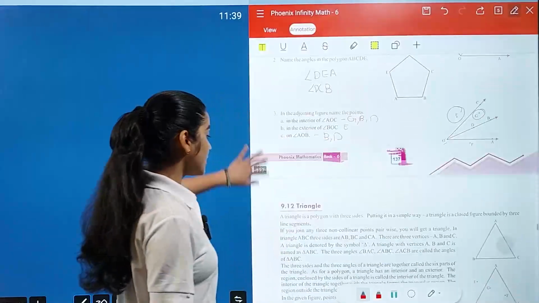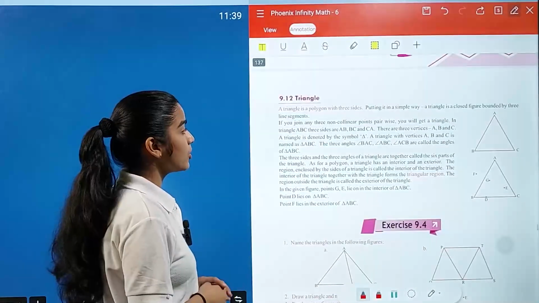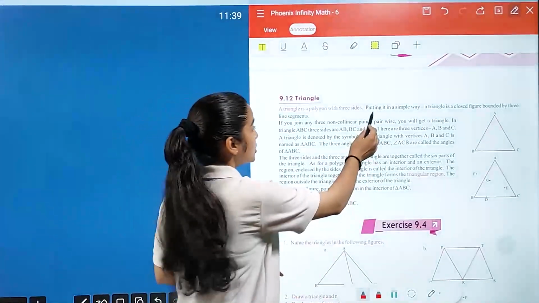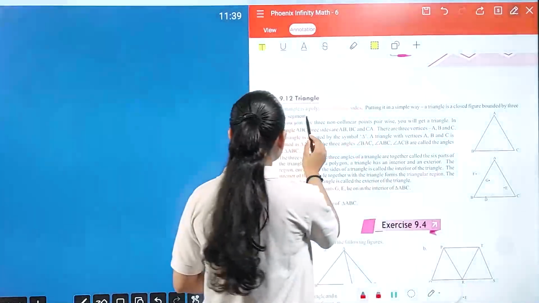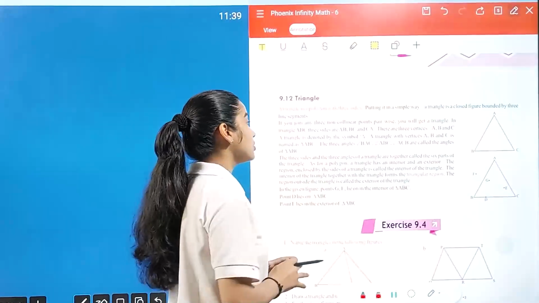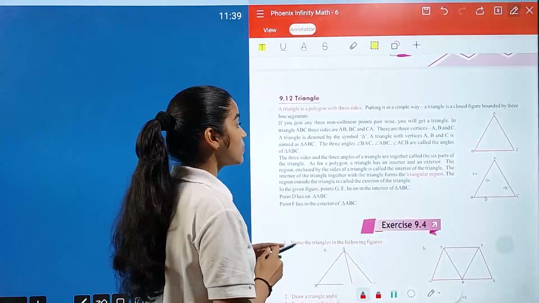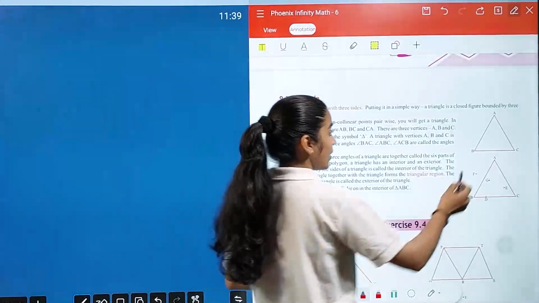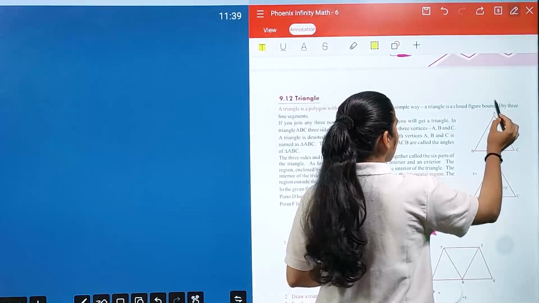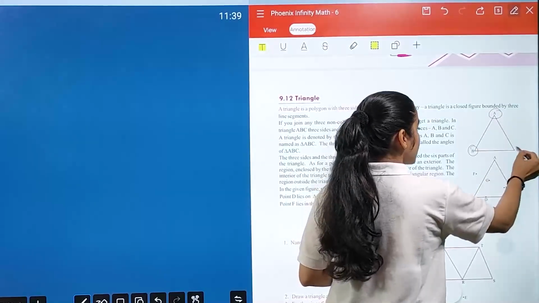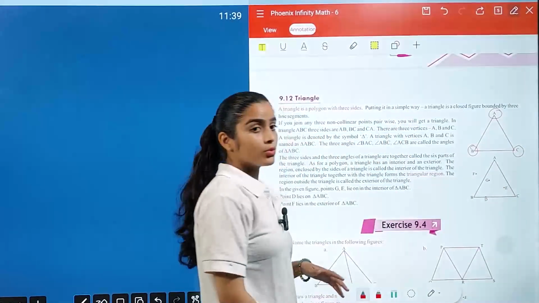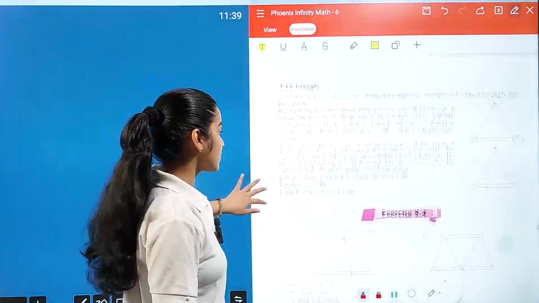Now we have a triangle. A triangle is a polygon with three sides. Putting it in a simple way, a triangle is a closed figure bounded by three line segments. If you join any three non-collinear points pairwise, you will get a triangle. So you have three non-collinear points A, B and C, and if you join them together pairwise, you will get a triangle.